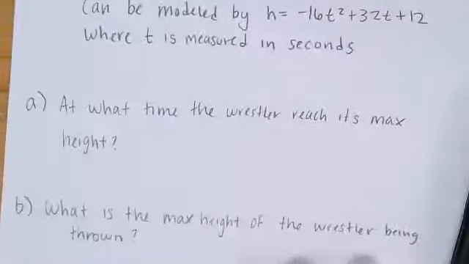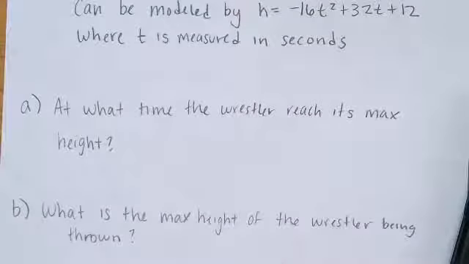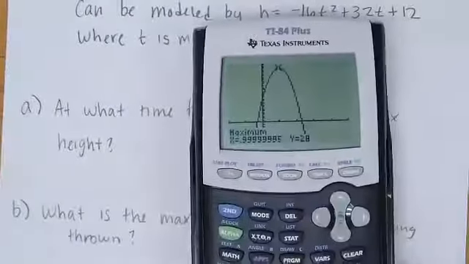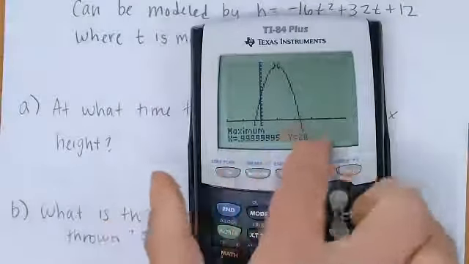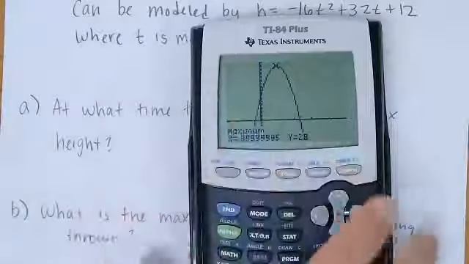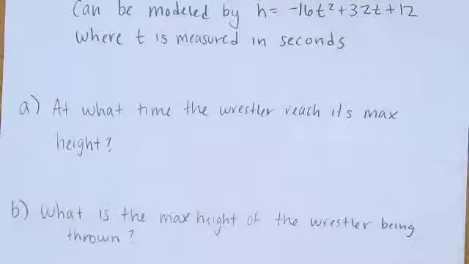All right, so at what time? Well, the time, and I already said it, it's 1 second. The time is always going to be that first value, that X, because X-axis is the time, Y-axis is height. So you're going to have 1 second.